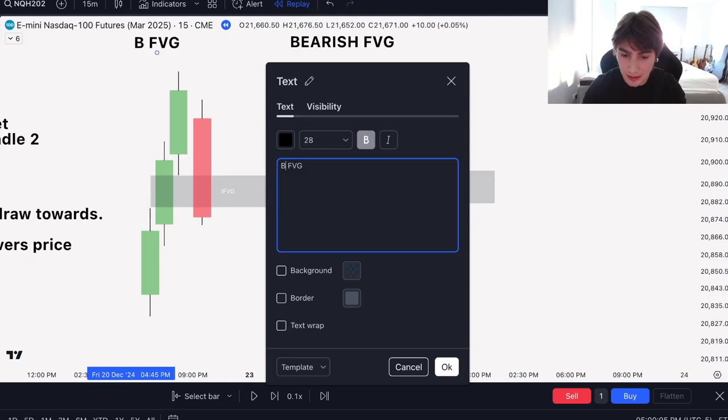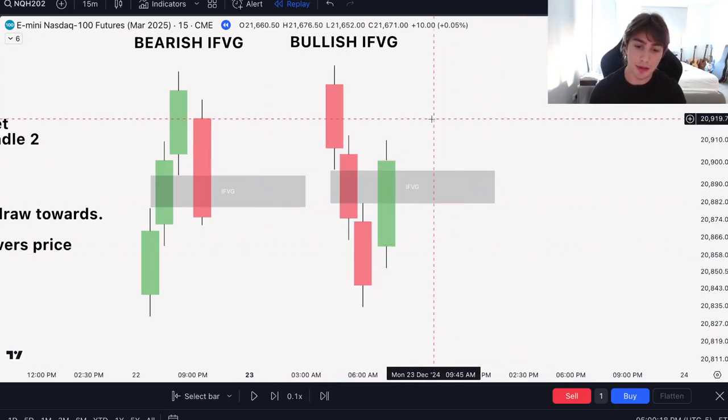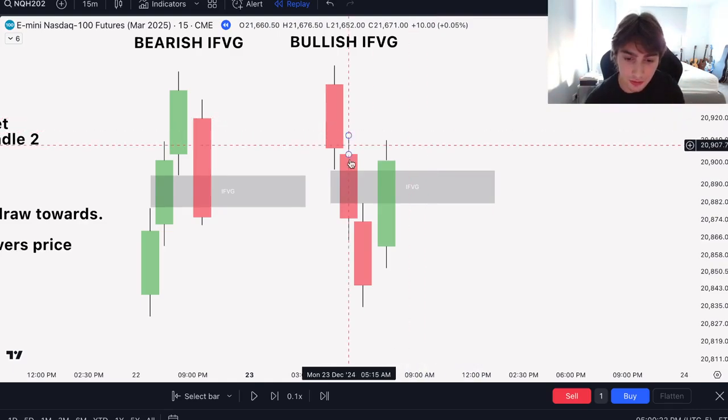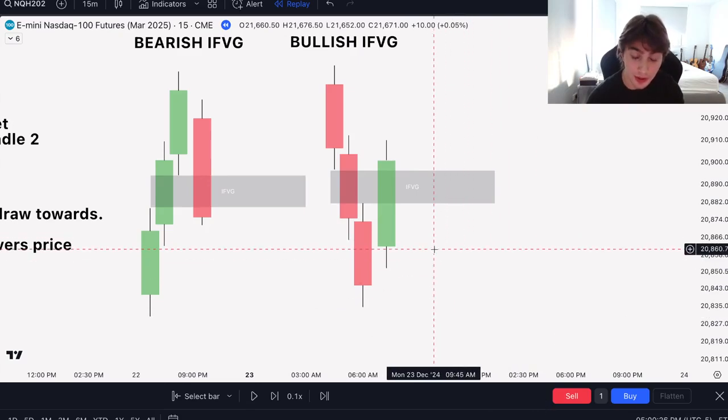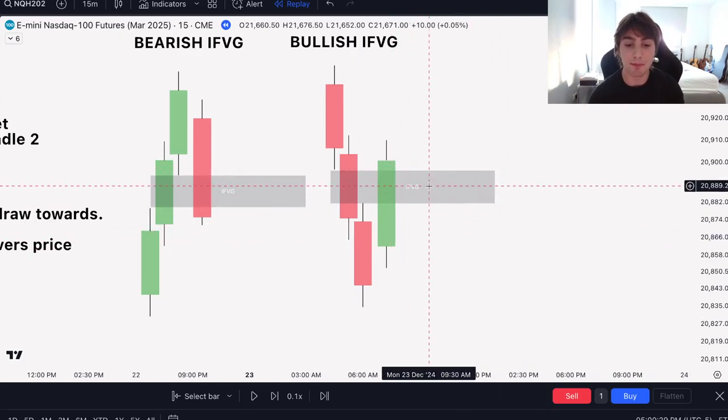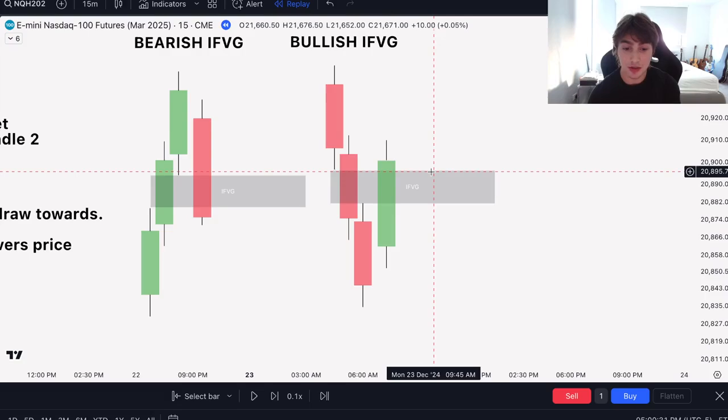So here we have a bearish IFVG. What was once a bullish fair value gap is now a bearish IFVG, and now we have a bullish IFVG. And what was once a bearish fair value gap is now a bullish IFVG. So you see how that now flips? This bearish fair value gap, which then acted as resistance for price to trade lower, gets invalidated, and now we have a bullish IFVG, which is actually going to help us trade higher.